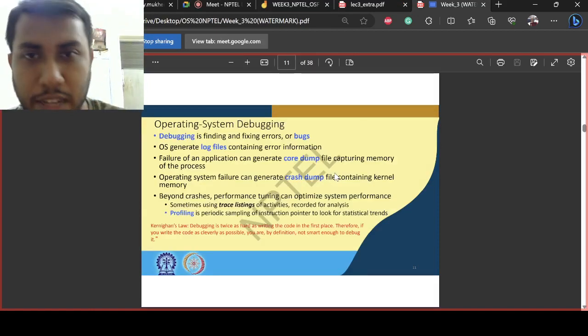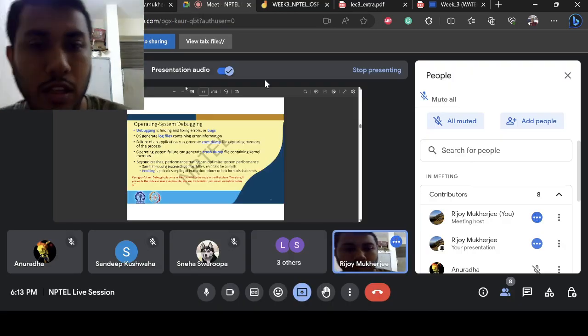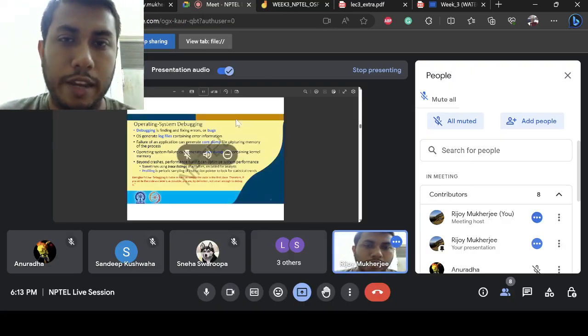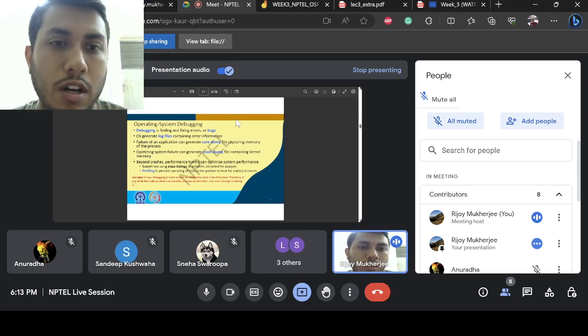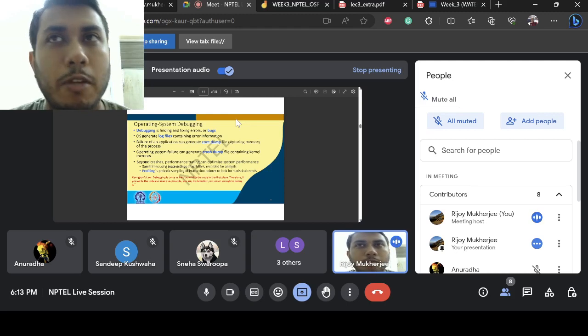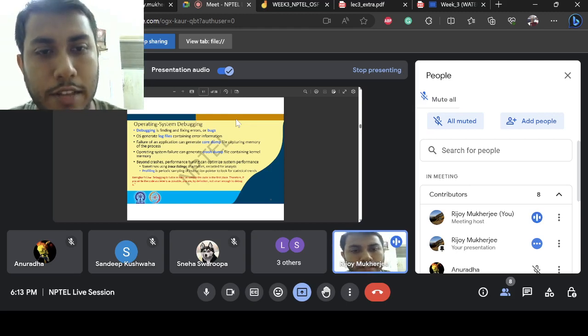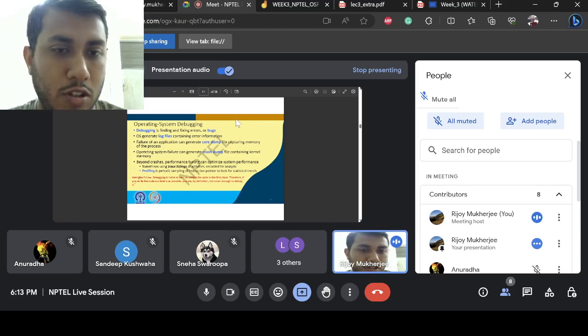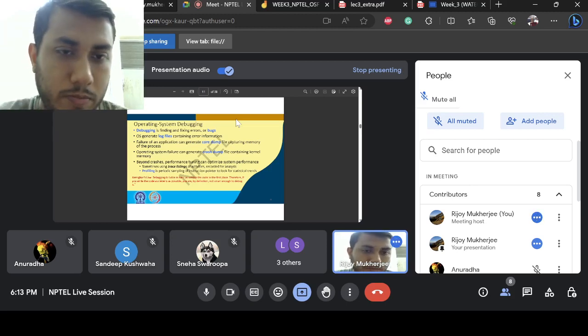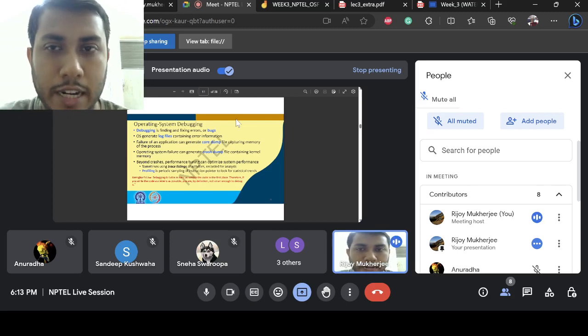Then debugging, operating system debugging. If you have used a Linux system like Ubuntu, you will see a folder called slash var slash log or those kinds of things. There you can find a file if your computer crashes or those kinds of things happen. Let's say a program crashes, then a log file is generated. So what is a log file? Does anyone have any idea what a log file is?